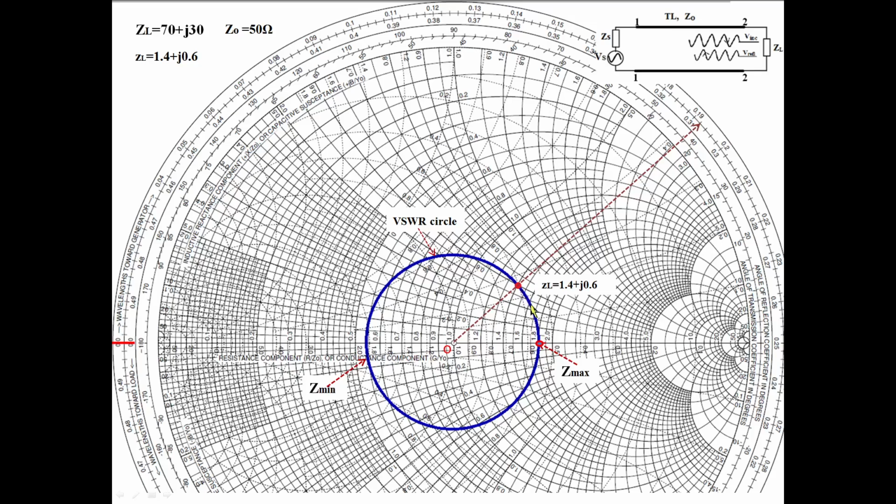Now, what is the distance from here to here? We should know up to what distance we traveled from the load to reach this position, and you can easily find that. We stopped somewhere, so what is the distance from here to here? That is from the scale available on the Smith chart. You see here, "wavelength towards the generator" is written here. Can you see this?